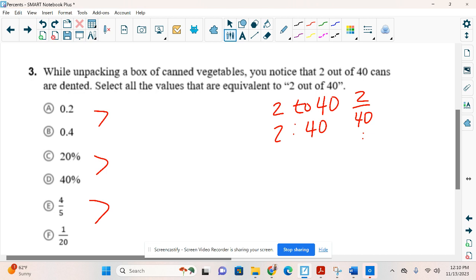So what is 2/40 as a simplified fraction? If I put 2/40 in my calculator and I hit enter, it simplifies it, which gives me 1/20. Is that an answer option? Yeah, for this one. Is 4/5 equivalent to that? Is 4/5 the same as 1/20? No, so that can't be an option.